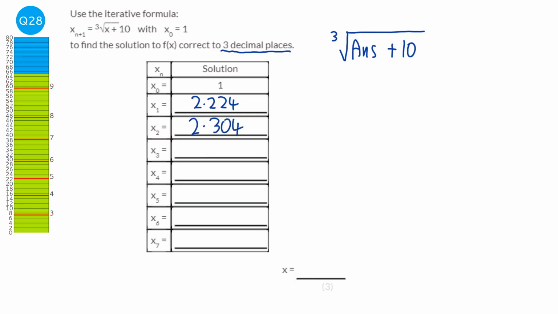2.304. Press equals again, 2.309. Equals again, 2.309. Now, when you get the same answer twice, you can stop. That is our answer. So our solution is 2.309 to 3 decimal places.